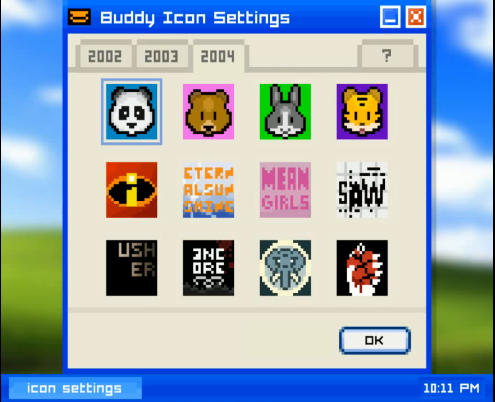Basically, there have always been sections: animals, movies, and musicians. Incredibles, Mean Girls, Saw. I love the Incredibles. Anyway, Usher, Dr. Dre? Yes. Green Day. Let's go ahead with Mean Girls. So we're going to go with panda. I'm a bear.